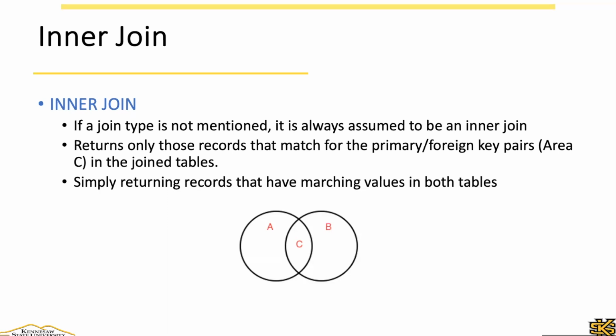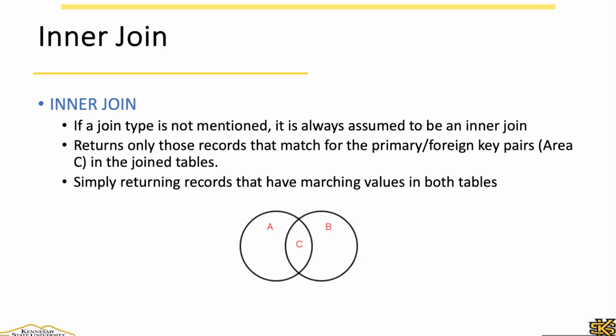If a join type is not explicitly mentioned in the query, it is typically assumed to be an inner join. The inner join returns only the records where there is a match between the primary key and the foreign key values in both tables while being joined. For example, if we have table A and table B, the inner join will return only the data where the key values match in both tables. The result set will contain only matching rows as the intersection of both tables.